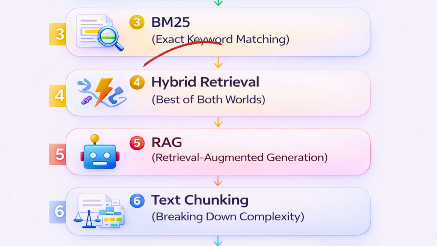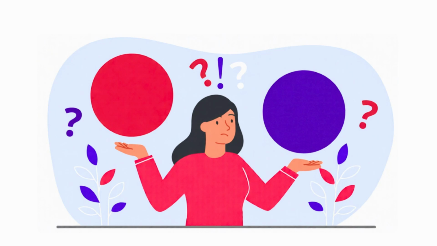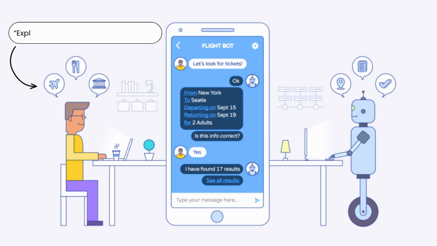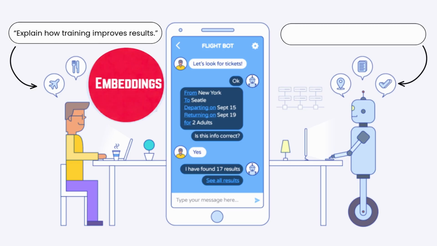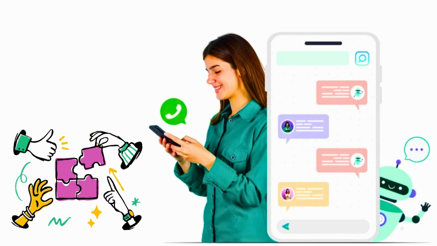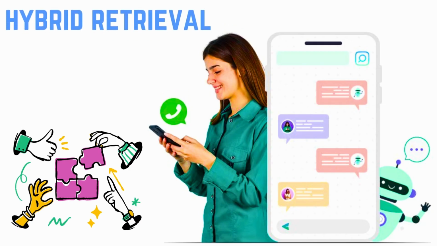Now, let's look at hybrid retrieval. Here's where your system becomes truly powerful. Instead of choosing between embeddings and BM25, you combine both. Imagine a student asking, explain how training improves results. The paper might say, "optimization increases accuracy" instead. So, embeddings will catch this. But if the student asks, what is equation 3, BM25 will catch exact matches. Your system runs both searches and merges the results. This is called hybrid retrieval.